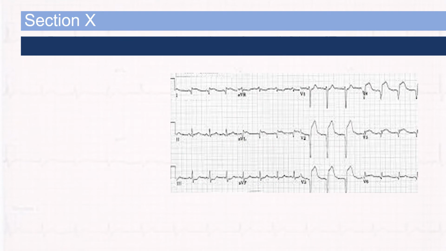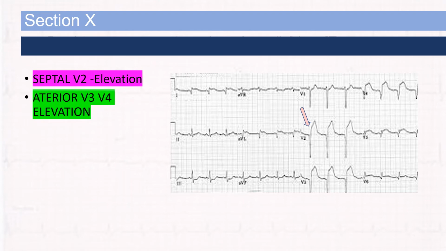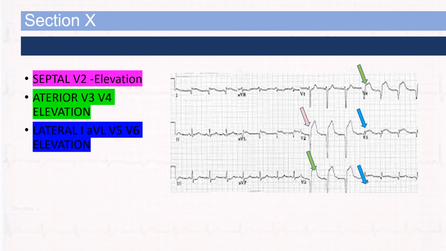Let's take a look at this 12 lead. We see marked elevation in V2, V3, V4, V5, V6, 1, and AVL. So we're dealing with an anterior lateral STEMI. V2 is elevated, so there's septal extension or septal involvement.